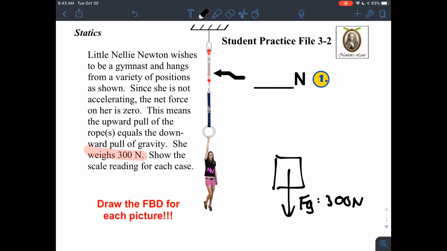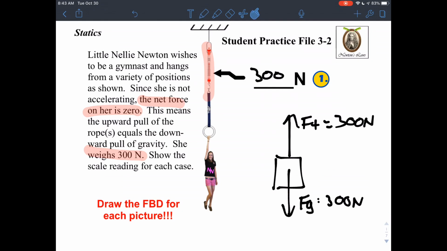Now, we also know from reading this that her net force must be 0 on her. So if her F net is going to be 0, we see in this case that there is 1 support holding her up. So we have 1 source of tension, Ft, supporting her. In this case, the tension must be equal and opposite to cancel out and give us a net force of 0 newtons. So the tension in the scale is 300 newtons.